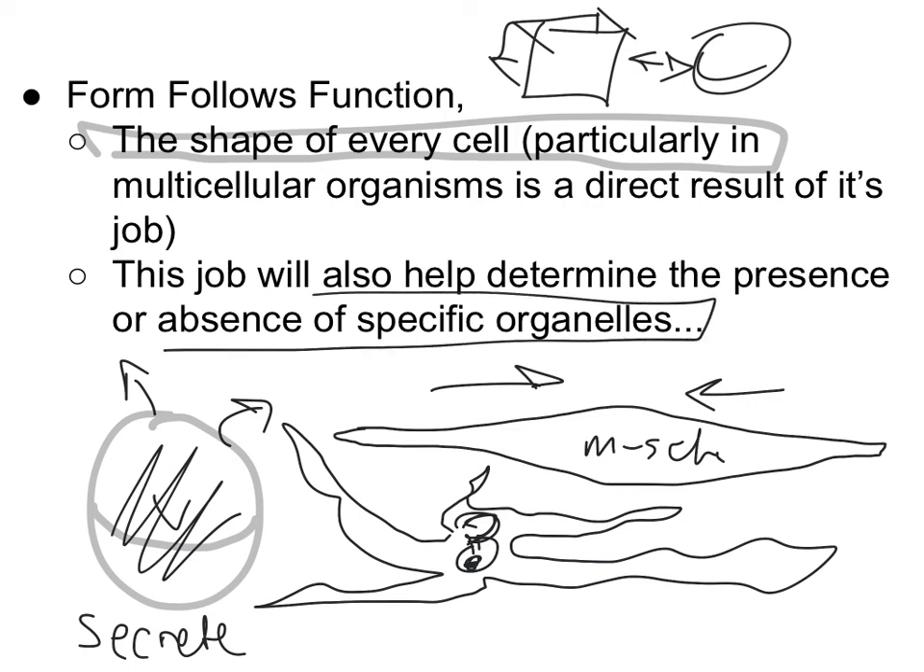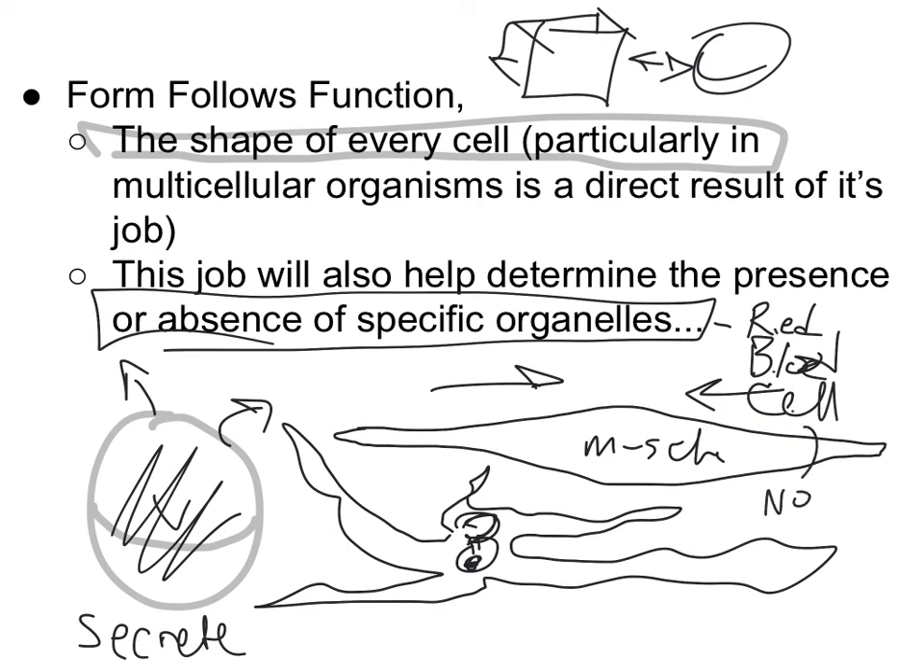This means as well that you will have cells without organelles. For instance, a red blood cell, or RBC, has no nucleus. A mature red blood cell has no nucleus. So even though we say all eukaryotic cells have a nucleus, here's an example of a eukaryotic cell that doesn't have a nucleus. So cells are very, very specific depending upon the task that they have.